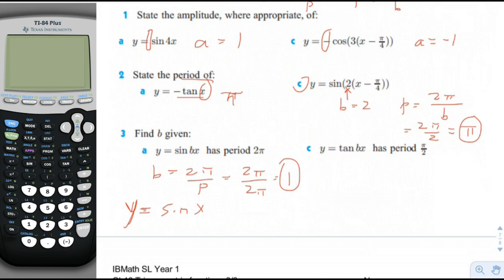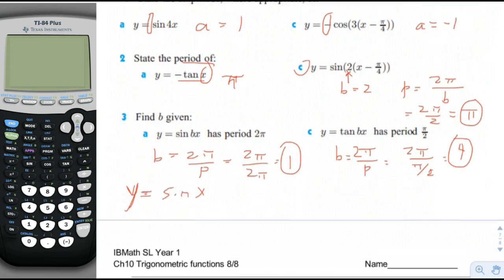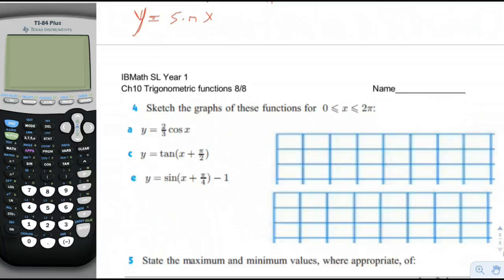Y equals tangent of bx has a period of pi over 2. So, let's see. B equals 2 pi over p. So 2 pi over 2, which is equal to 4, just equal to 4. Okay, so b is equal to 4. All right, moving on, last page.